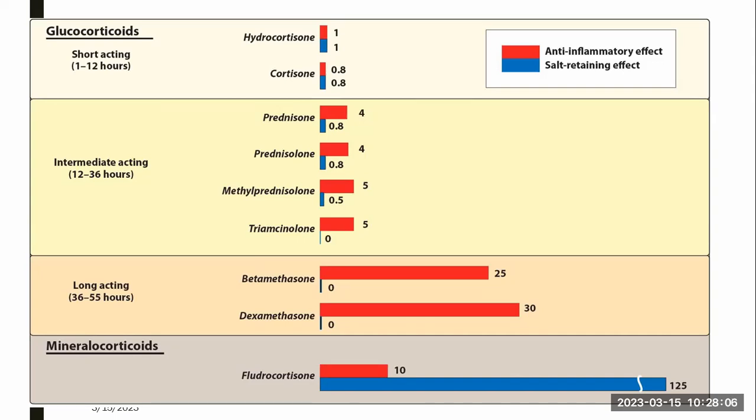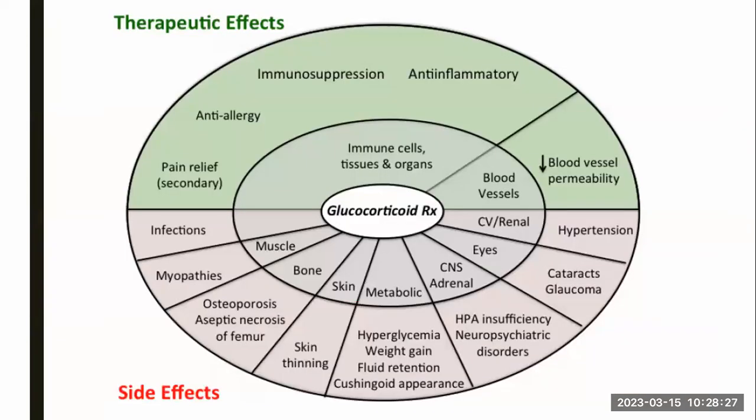For example, prednisolone 4 milligrams equals 5 milligrams of methylprednisolone, and it should be the other way around. Yeah, and dexamethasone 30 milligrams, right? So we need to do a dose calculation, find out which one is the equivalent dose. And we all know that steroids have loads of side effects. It can affect almost any organ in the body.